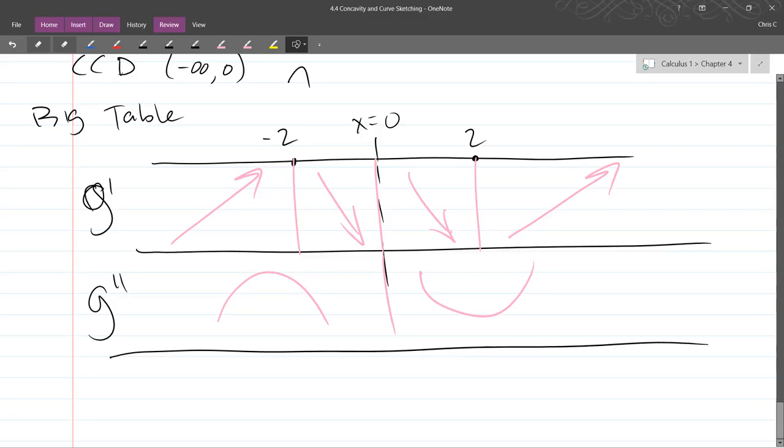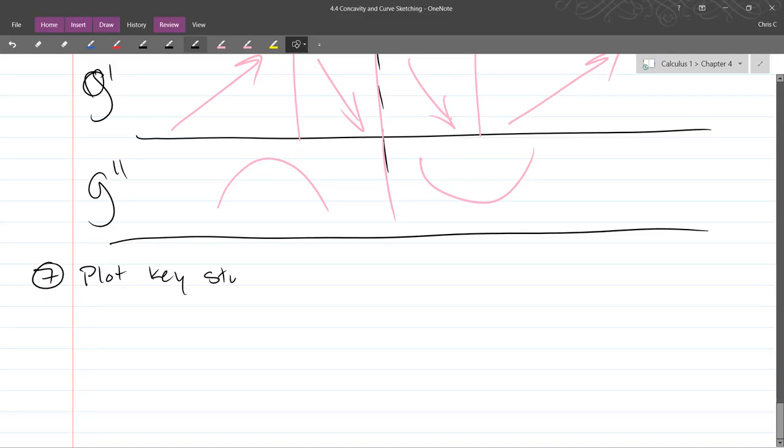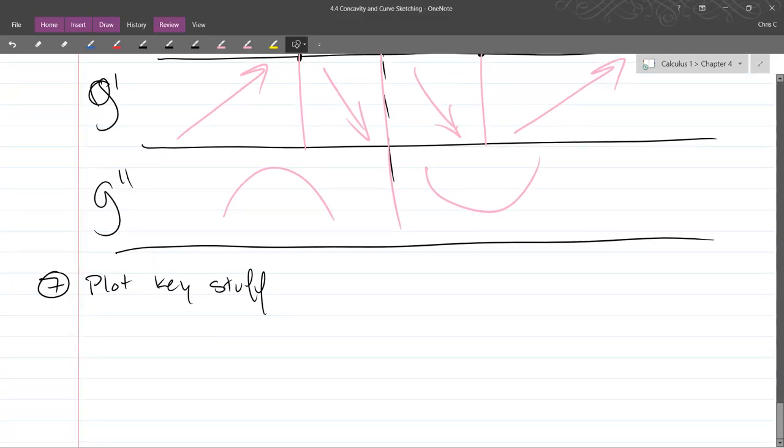So any questions about filling out this table right here? All I did was just repeat the information, but in a visual way. So I can easily see how things are bending and if we should be going up or down, increasing or decreasing. So now we're going to sketch out the full graph. So we're going to start with plotting the easy stuff, the obvious stuff. So plot key stuff.